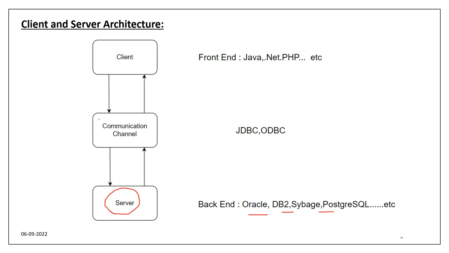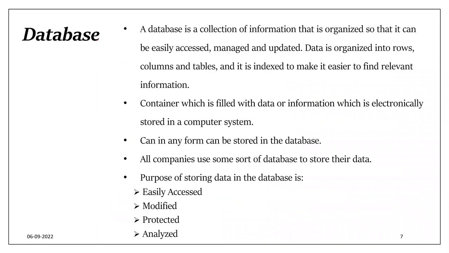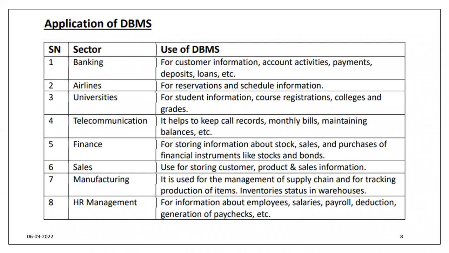A collection of interrelated data is called a database. A database is software that is organized so that we can easily access, manage, and update it. So why do we use the database? To easily access, and anytime we can modify it. For future reference, we store the data and we can protect the data, and we can analyze it whenever we require, for reporting purposes. We have discussed the applications of DBMS, right?